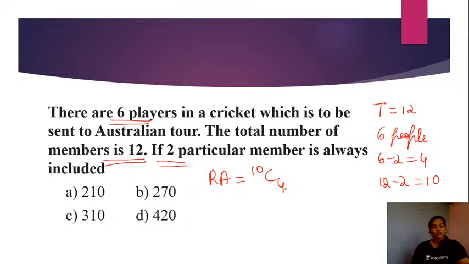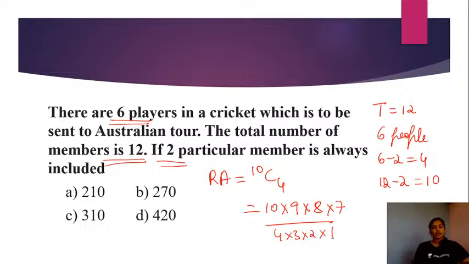What is the value for 10C4? Yes, can you all give me the answer now? So it is 10 factorial divided by 4 factorial into (10 minus 4) factorial. So this is going to be 10 factorial by 6 factorial into 4 factorial, which is 10 into 9 into 8 into 7 divided by 4 into 3 into 2 into 1. So it is going to be 210. So the right answer for this question will be option A.